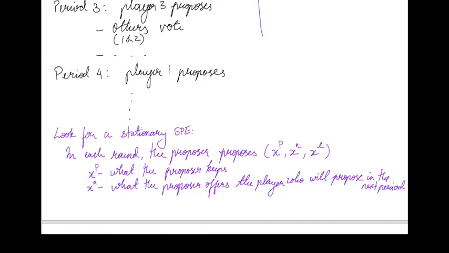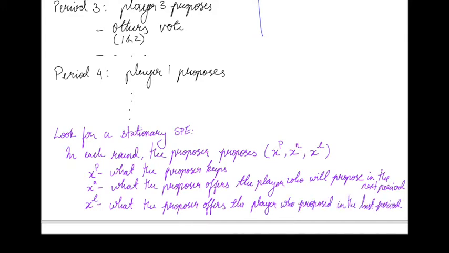For example, XN is what player 1 will offer to player 2 in the first round, because player 2 will be the next proposer. And XL is what the proposer offers the player who proposed in the previous round. So in the last period, whoever proposed, they are offered XL. So in period 2, for example, player 2 will offer player 1 XL.